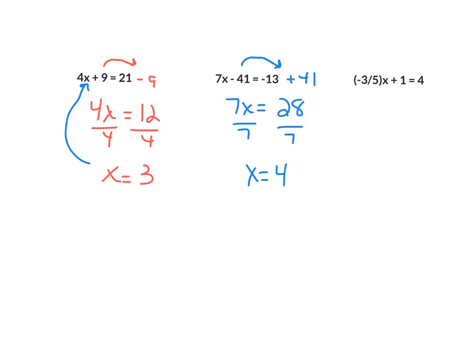And the last one on this slide, same deal. Move the 1 over. It's a plus 1, so it becomes minus 1. Gives me negative 3/5 x on this side. Over here, I have 4 minus 1, which is 3.